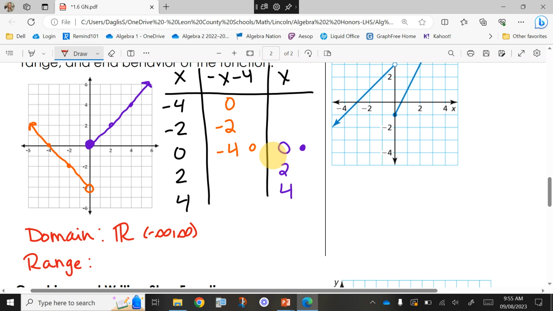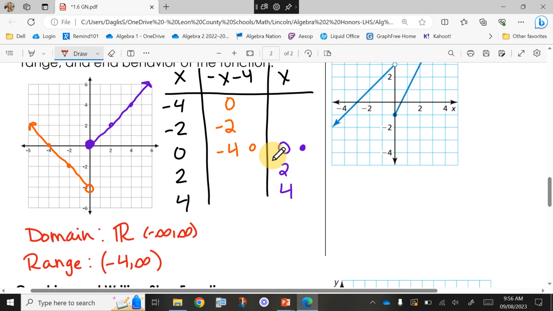All right, my range. My range is my y values. How low do the y values go? -4. And how high do they go? Forever. Good. So we go from -4 to infinity. Does -4 get a bracket or a parenthesis? Why is it not a bracket this time? Because it's open. So that y value of -4 got an open point. So it's a parenthesis this time.